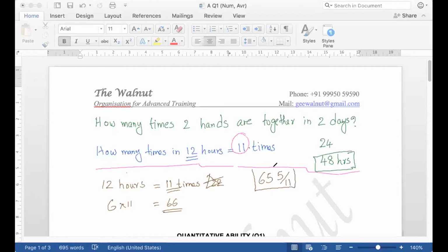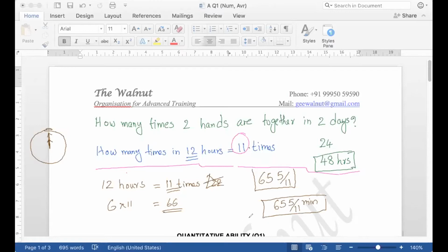The two hands of the clock are together at 12 o'clock. Think about it. At 12 o'clock, two hands of the clock are together. Now, when exactly will these two hands be together next? Is it at 1 o'clock or after 1 o'clock? Yeah, it is after 65 minutes. You are right. The exact timing is 65 and 5 by 11 minutes.